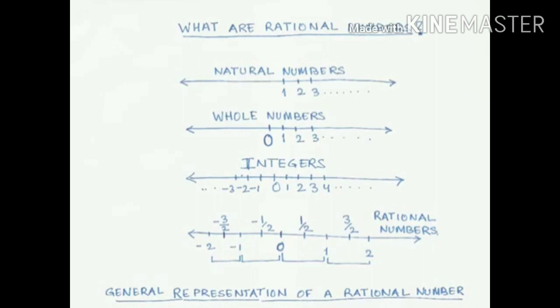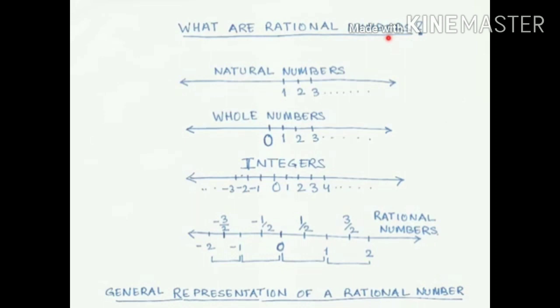So what are rational numbers? Now, we have already looked at natural numbers. Natural numbers are the numbers that start from 1, because that's how we start naturally counting. We start naturally counting from 1. So the numbers that start from 1, 2, 3, 4, and so on, they are natural numbers. They extend up to infinity.